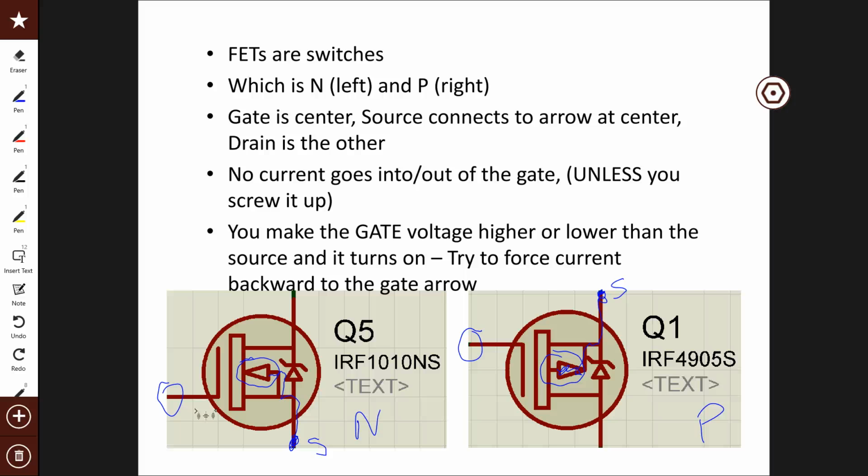And then the one that's left over, right? So this is the gate, G, sources. The one that's left over is called the drain. So this guy up here is the drain, and this one down here is the drain. All right, so that's that one.